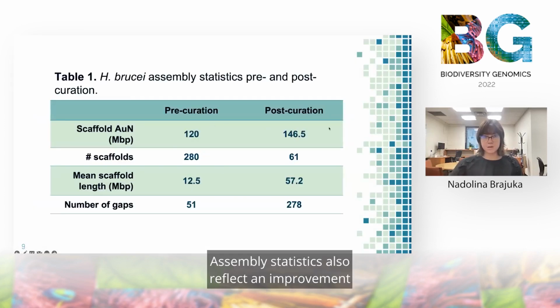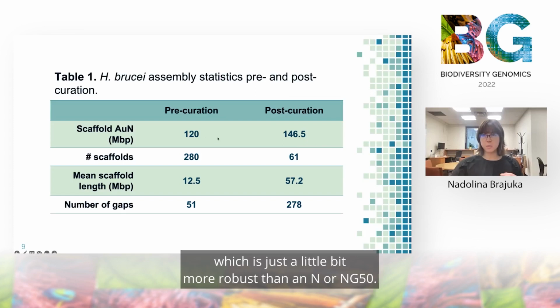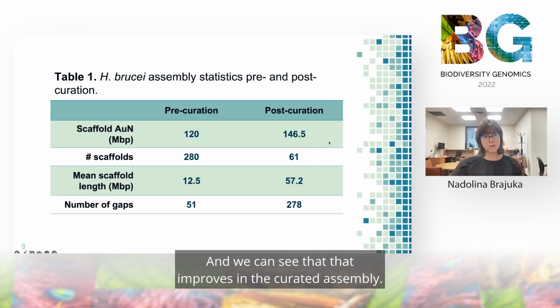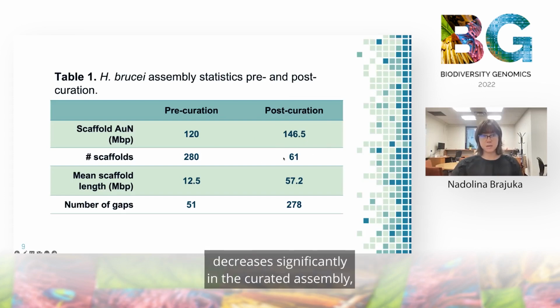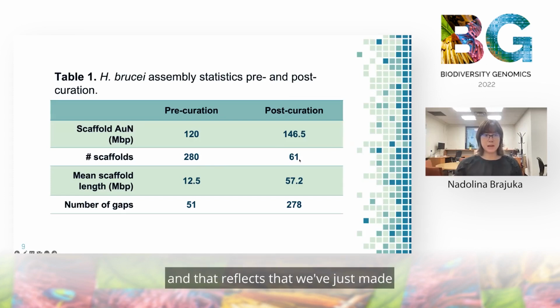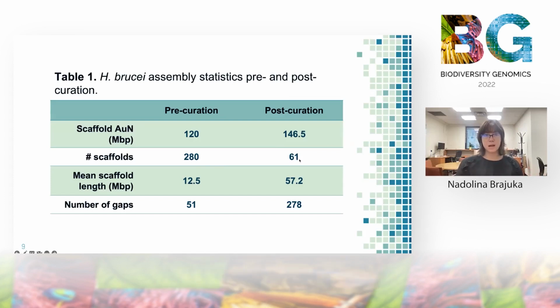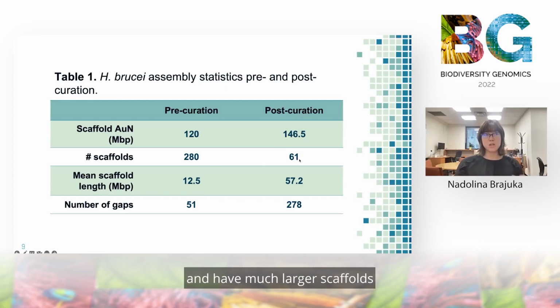Assembly statistics also reflect an improvement in the curated assembly. We use this scaffold auN metric, area under the curve, which is just a little bit more robust than an N50 or NG50. And we can see that that improves in the curated assembly. We can also see that the number of scaffolds decreases significantly in the curated assembly, and that reflects that we've made a significant number of joins and have much larger scaffolds and chromosome level scaffolds.